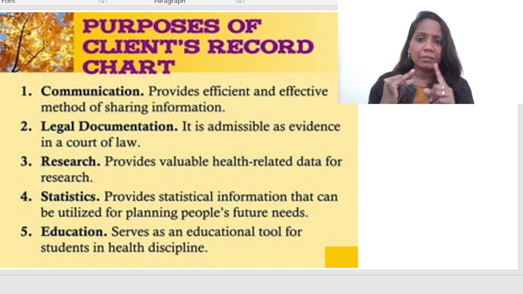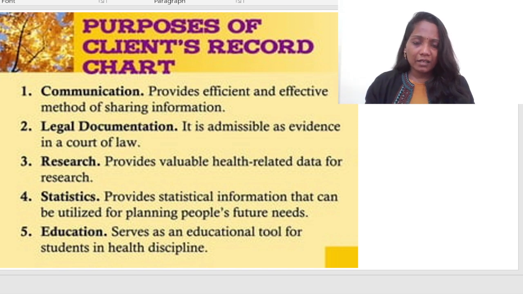The first one is communication, the second is legal documentation, the third is research, the fourth is statistics, and the fifth is education. This is a very important question, which is asked as a 2 marks question, or sometimes even a 5 marks question. And the remaining topics we will discuss in the next class.